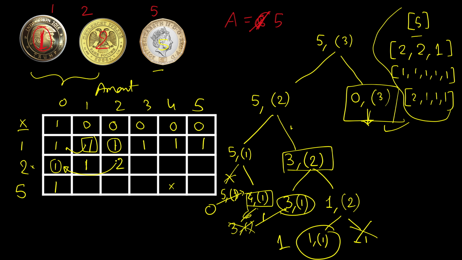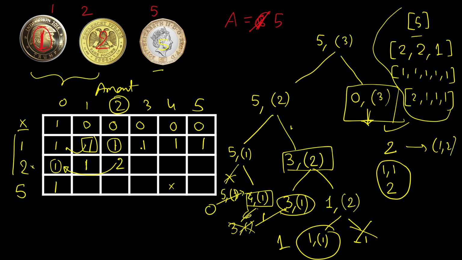So this cell denotes that you have to form 2, which is this value, using the coins till this point. So using the coins 1 and 2. So one way is that you use 1 1. Next is that you use 2. So these are the only two possibilities. So that's why it's 2.